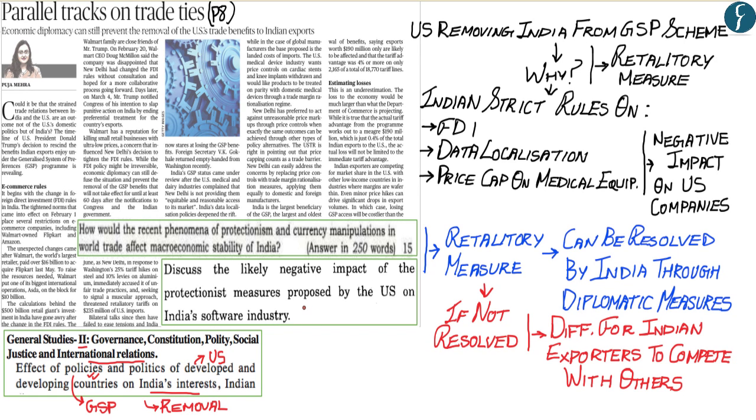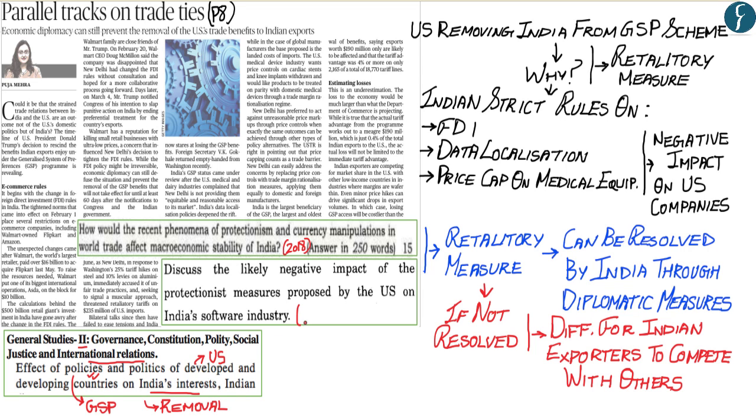Now previously questions have been asked in your mains examination, whereby the first question was asked in GS Paper 3 of 2018. Which had asked how would the recent phenomena of protectionism and currency manipulation in world trade affect macroeconomic stability of India, whereby it talks about the recent phenomena of protectionism that has been undertaken by the United States under the presidentship of Donald Trump, and similarly the currency manipulation in which China engages.